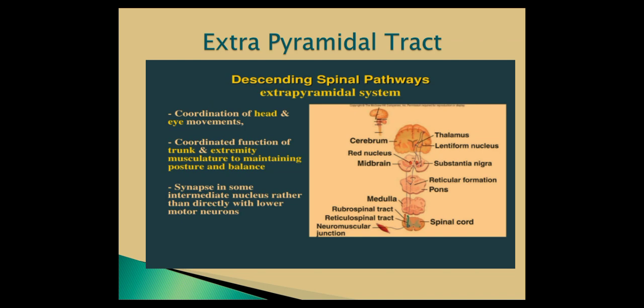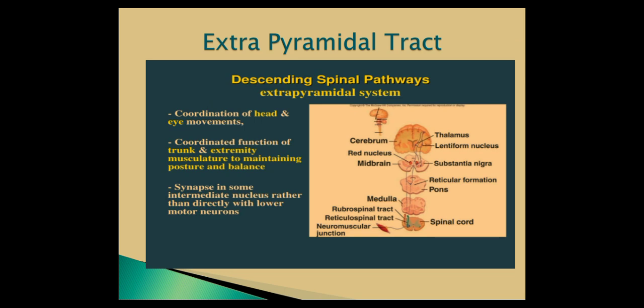They are called the extrapyramidal tracts, which are concerned with involuntary movement, that is, reflexes, and posture-maintaining functions. They coordinate the function of the trunk and extremity musculature to maintain posture and balance. So that is the basic concept of the extrapyramidal tract.